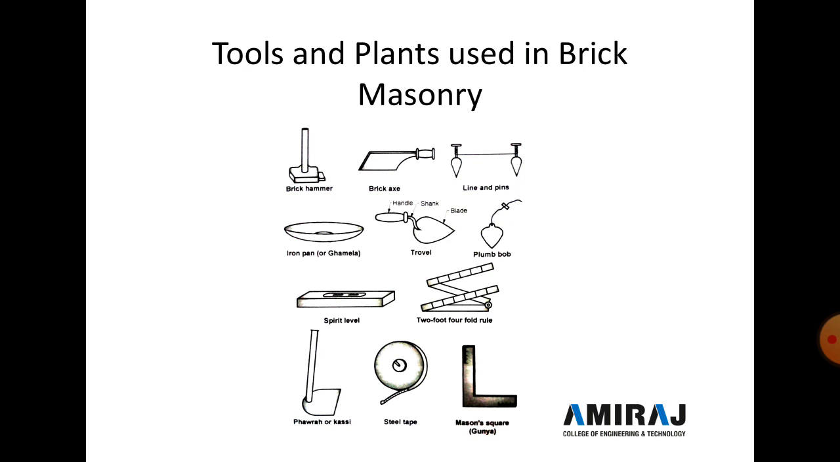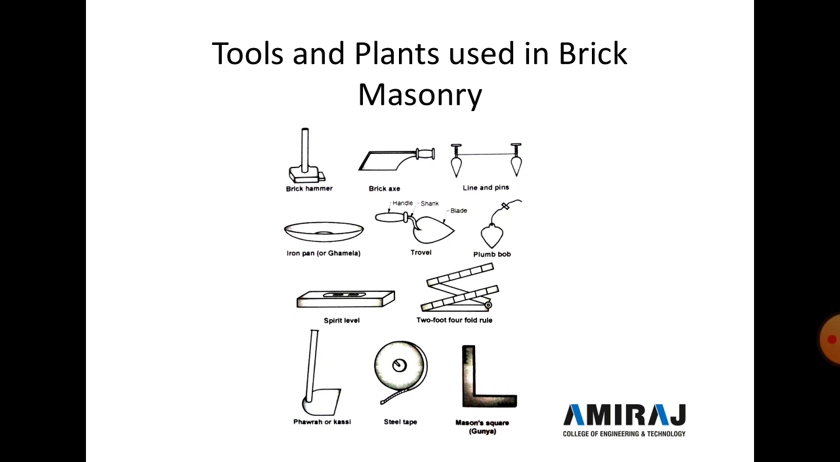Next is the plumb bob. The plumb bob is generally used to check whether your wall construction is vertical or not. Next is the spirit level. The spirit level is generally used to check whether your wall is perfectly level or not. And next is the 2 foot 4 fold rule. The 2 foot fold rule is generally used for measurement purposes.